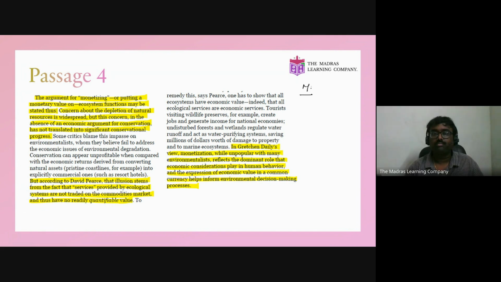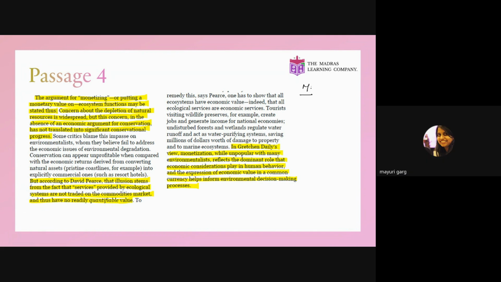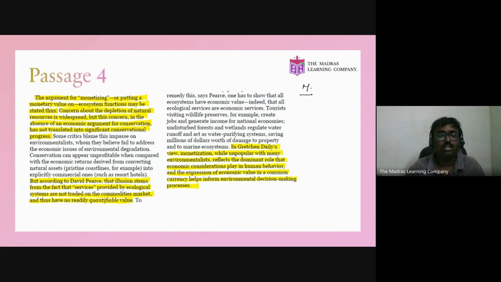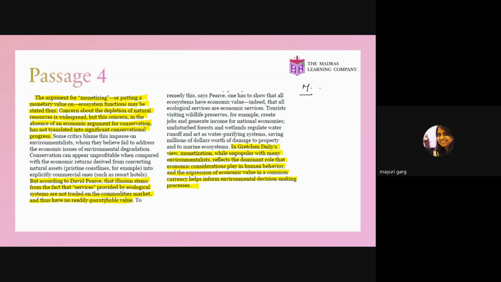Commodities. Monetizing what? Ecosystem functions on the natural resources. Monetizing natural resources. Okay. Mayuri, do you agree? Not really. It's more like, should economic conversation be monetized?